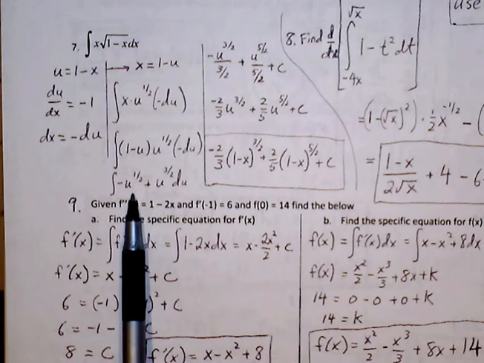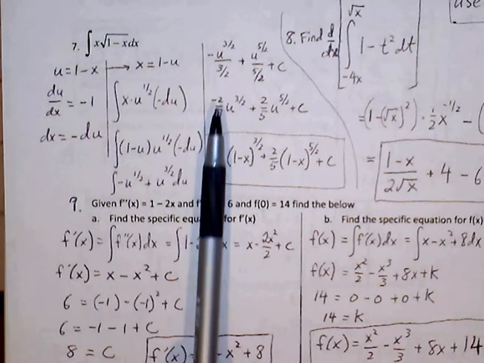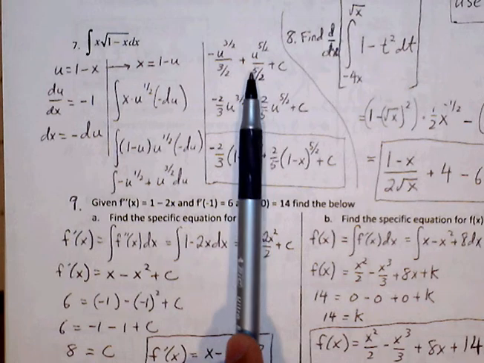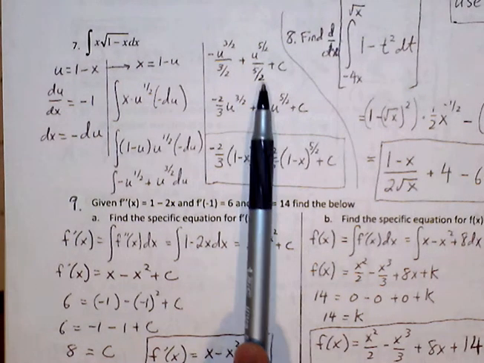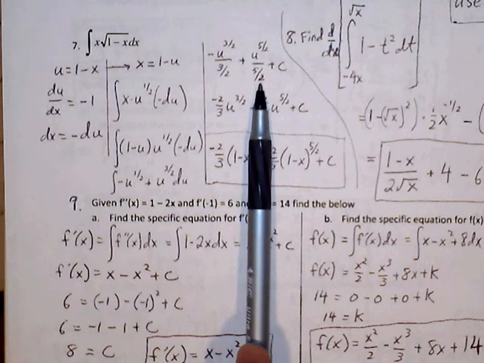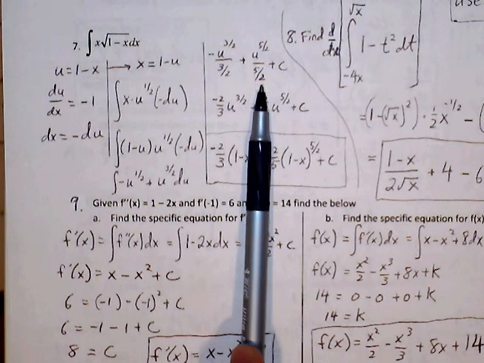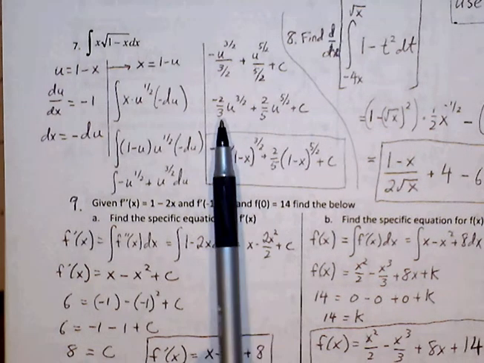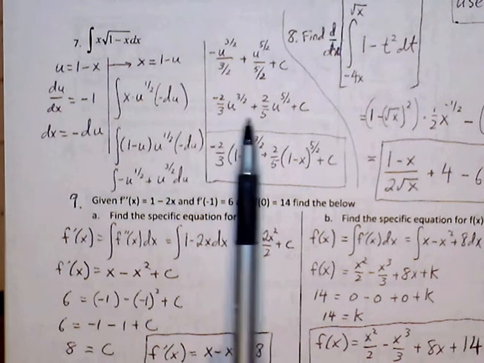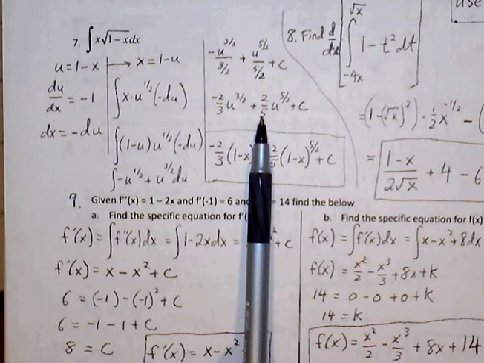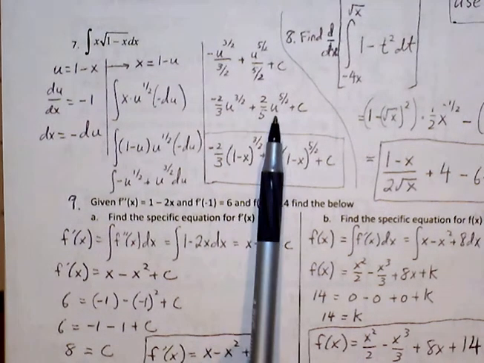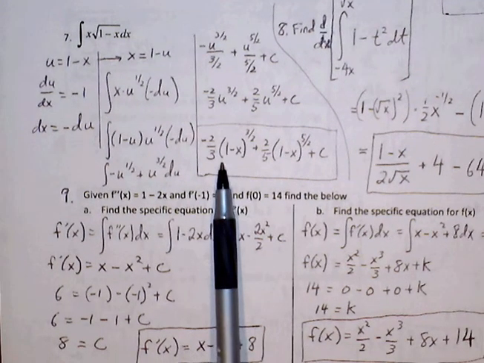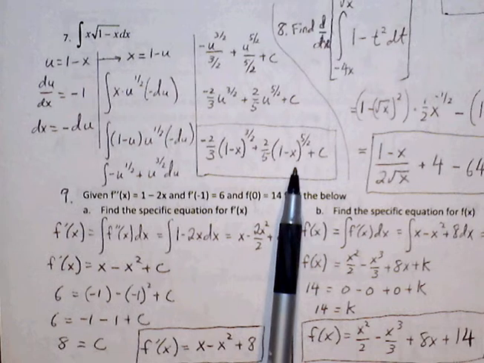So negative u to the 1/2 becomes negative u to the 3/2 over 3/2. u to the 3/2 becomes u to the 5/2 over 5/2. Bring these coefficients. We want to resolve these complex fractions. So flip these fractions. 3/2 becomes negative 2/3, and 5/2 becomes 2/5. And replace u back in terms of x. Don't forget the plus c, since this is an indefinite integral, and we have our solution here.